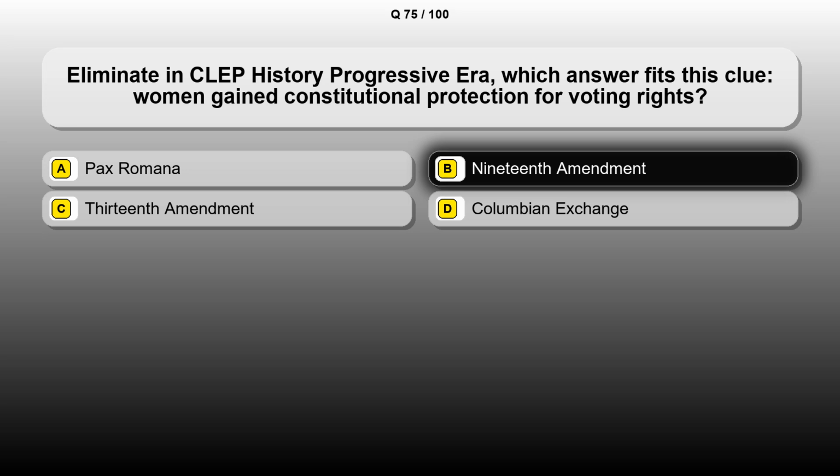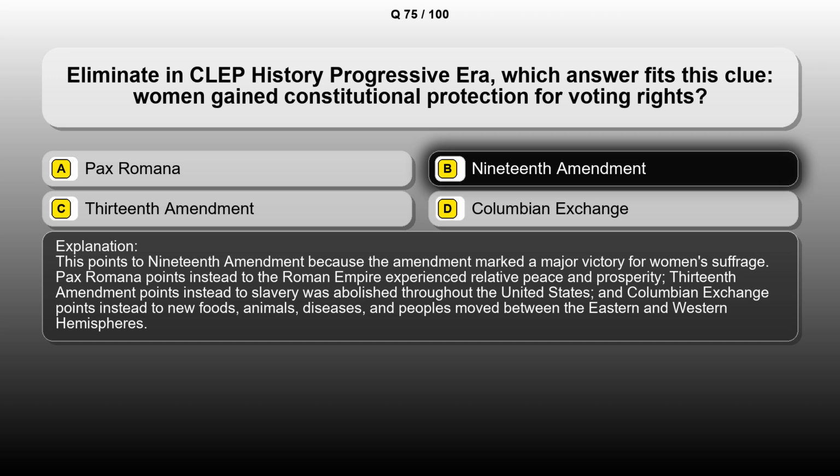The correct answer is option B, 19th Amendment. This points to 19th Amendment because the amendment marked a major victory for women's suffrage. Pax Romana points instead to the Roman Empire experienced relative peace and prosperity. 13th Amendment points instead to slavery was abolished throughout the United States, and Columbian Exchange points instead to new foods, animals, diseases and peoples moved between the Eastern and Western hemispheres.